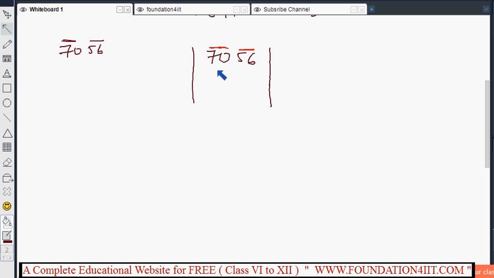70 is near to which perfect square? 6 6s are 36, 7 7s are 49, 8 8s are 64, and 9 9s are 81. It's more than that. So 8 8s are 64, because 9 9s are 81, it's coming more than that. So in this place and here it should be the same number. 8 8s are 64, right? Now normal division, you can do subtraction. 70 minus 64 is 6.